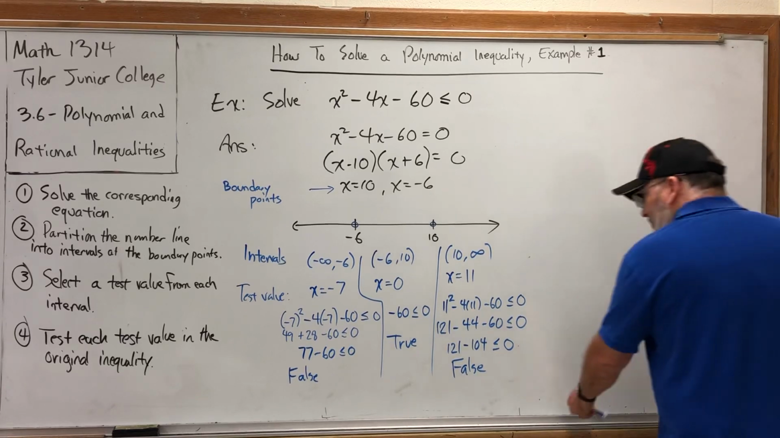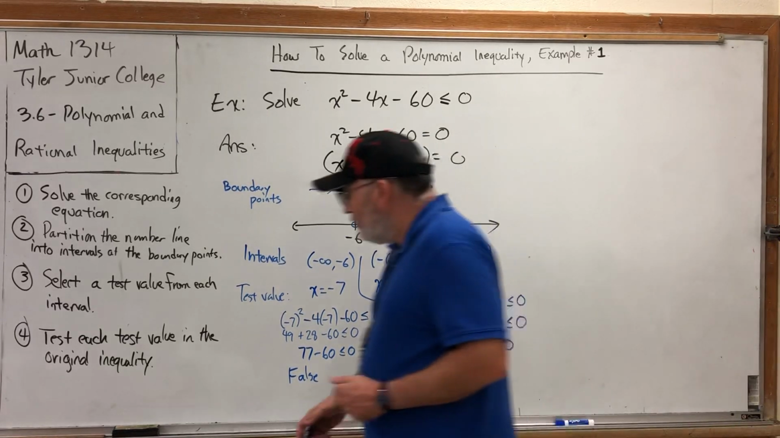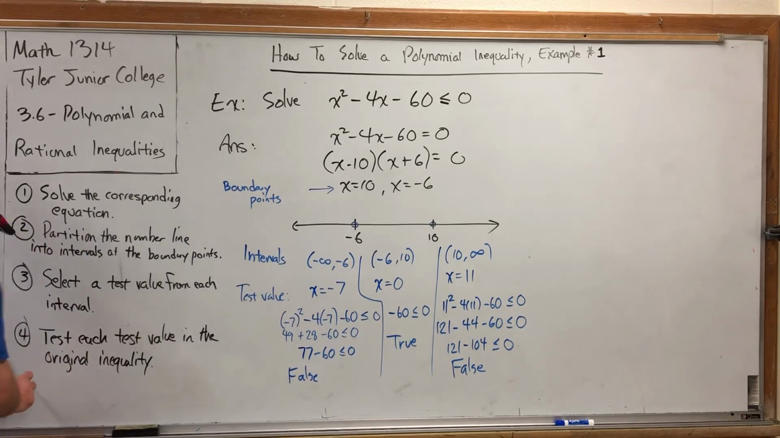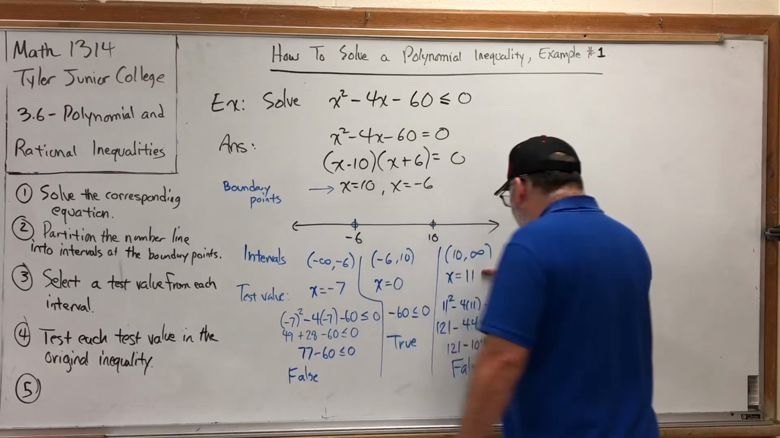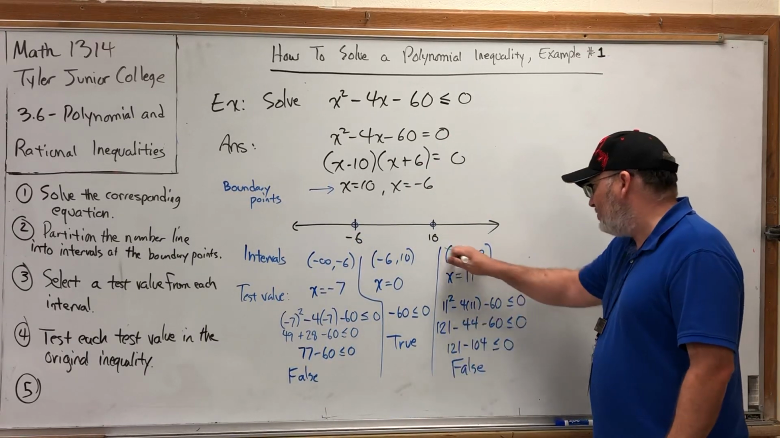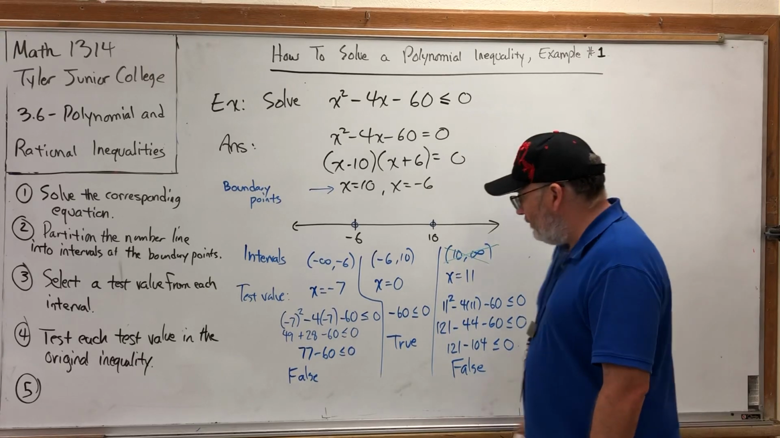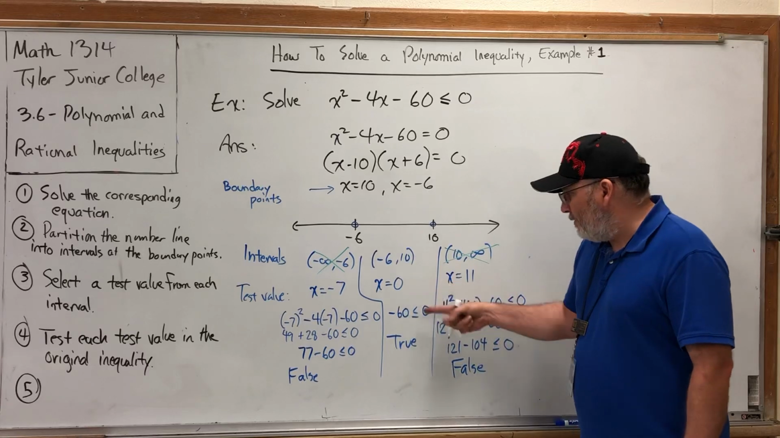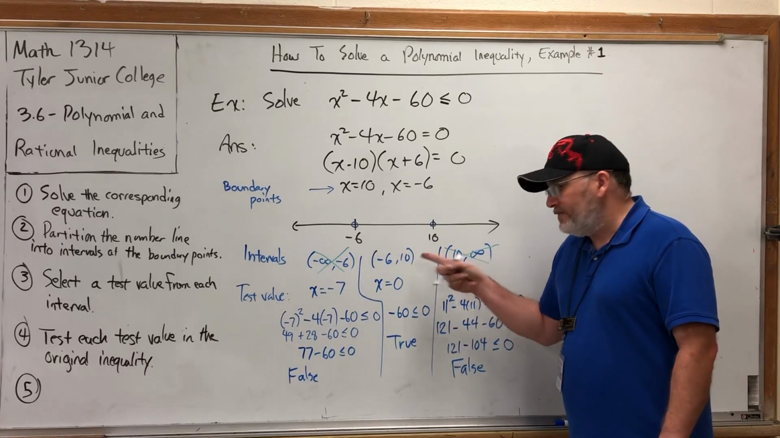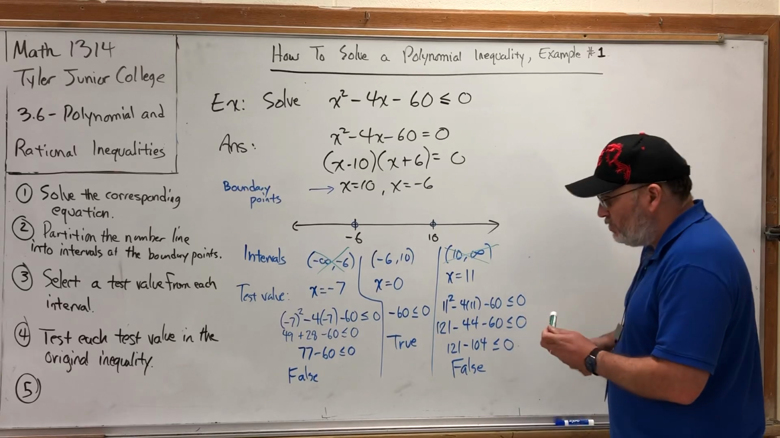Now, as a result of your tests, some of the values made the inequality true and some of them made it false. Your solution are the intervals whose test values made the inequality true. So now we're going to pass judgment on intervals. A test value that made the inequality false rejects the interval it came from. So the first and the last intervals are rejected. But a test value that makes the inequality true means that we keep that interval as part of our solution.